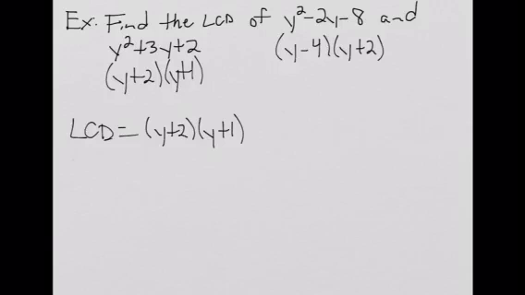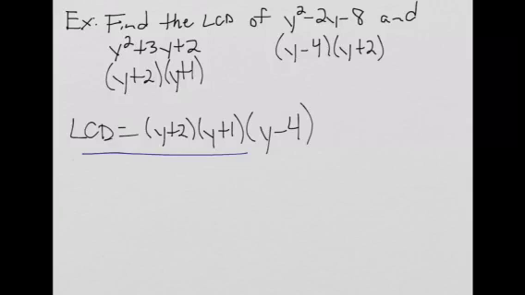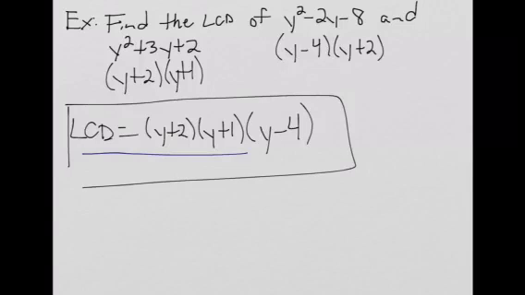So now I go over to my second polynomial, and the first factor we see is y minus 4. If we look at the LCD, do I already have a y minus 4 there? No, we don't, so we have to also include a y minus 4. Then we go to the next factor, y plus 2, and we already have a y plus 2 here, so I don't need to add another one. And so my LCD is set and ready, and it's just y plus 2 times y plus 1 times y minus 4.